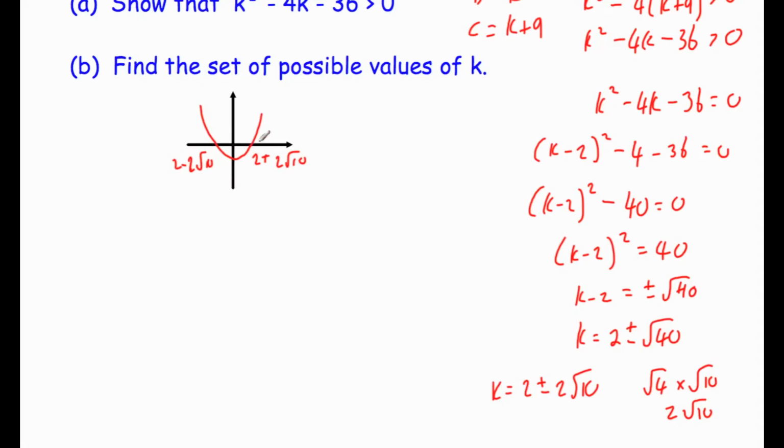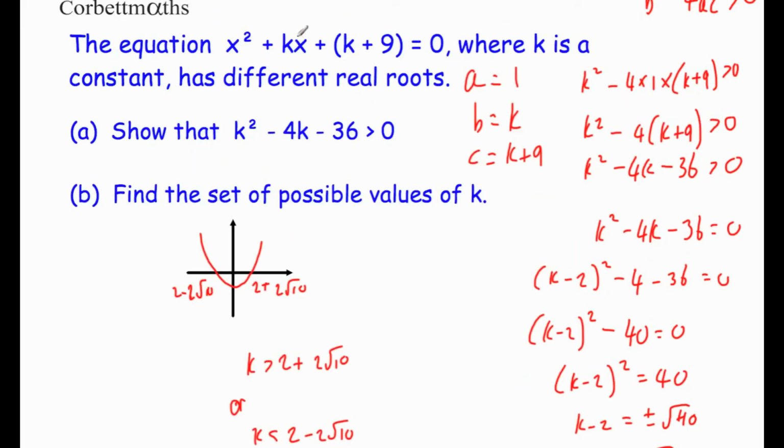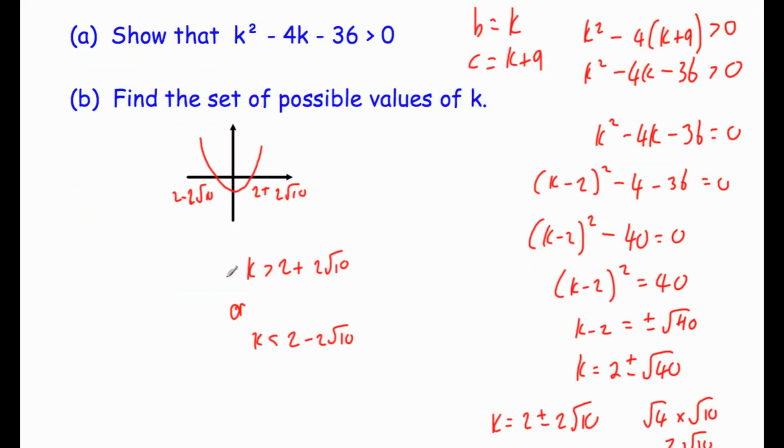So we're looking for the values of k where this is positive. So that's going to be whenever it's above the x-axis. So k is going to be bigger than 2 plus 2 root 10, or k is going to be less than 2 minus 2 root 10. And that's it. So if you have a value of k that's bigger than 2 plus 2 root 10, or a value of k which is smaller than 2 minus 2 root 10, and you substitute that into our equation that we were given at the beginning of the question, you'd find that that equation would have two real roots, and that's it. So the possible set of values of k are k is bigger than 2 plus 2 root 10, or k is smaller than 2 minus 2 root 10.